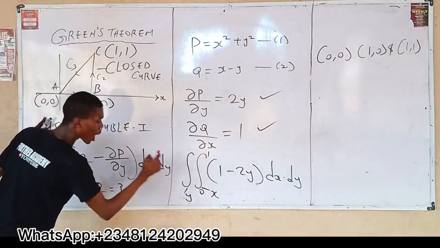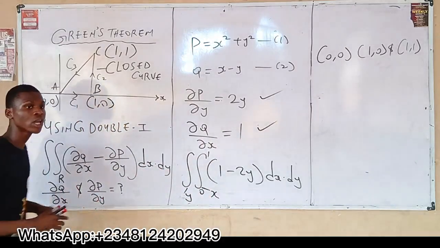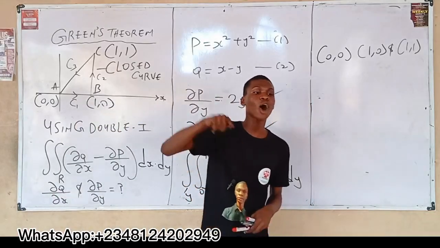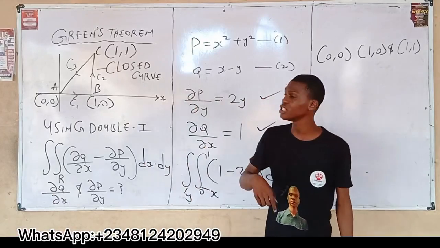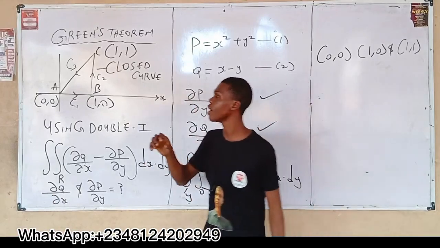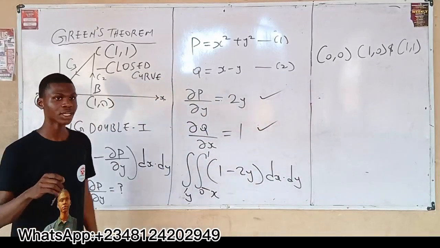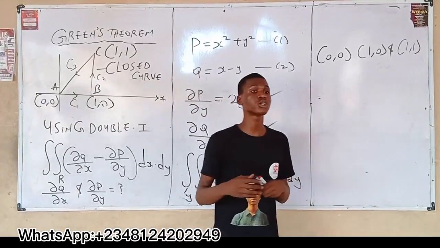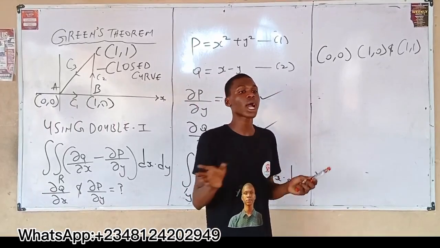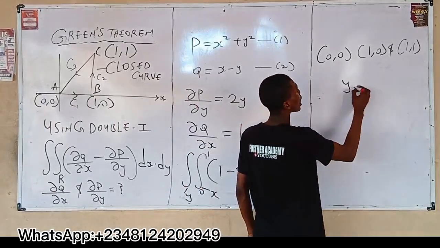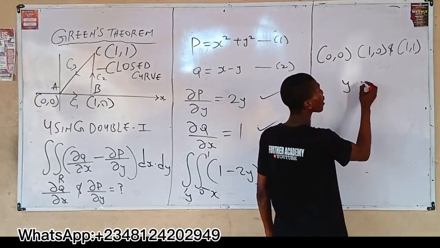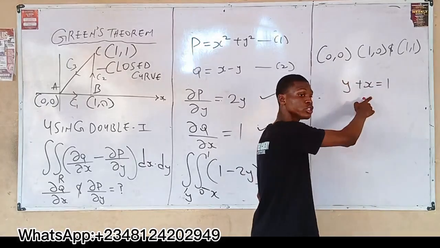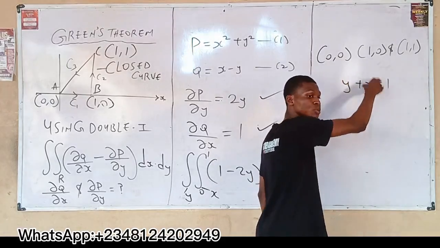Now what about y? Same idea. Where it is starting, 0. Now to get the upper limit, take note. Some questions you'll be given y. Let's say you are given that y plus x equals 1. Where you are going to make use of this is when you need the upper limit of y.